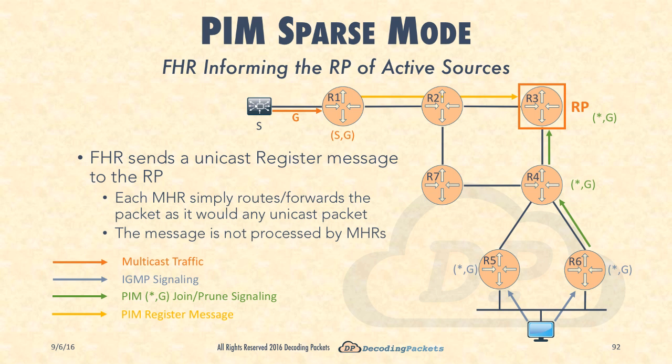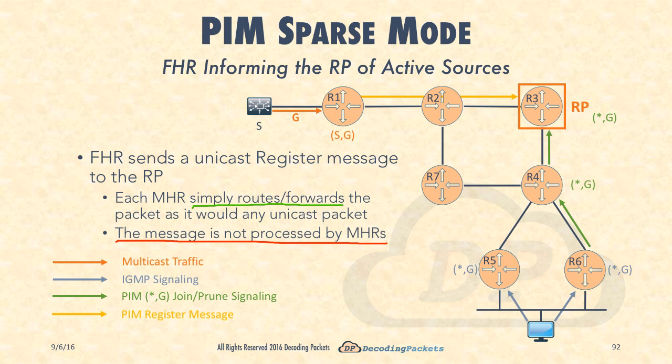And notice how that message, because it's unicast, is literally just passing through R2. R2 has no interest in that message because there's no router alert option set in there or anything. So only the recipient may process that message. That means any of the middle hop routers will simply route or forward this message as if it was any other unicast packet. They would not look at the contents of that packet. So it bears repeating, this message is not processed by the middle hop routers.